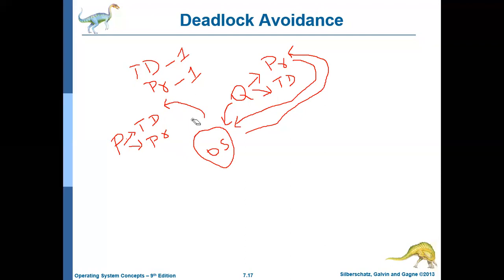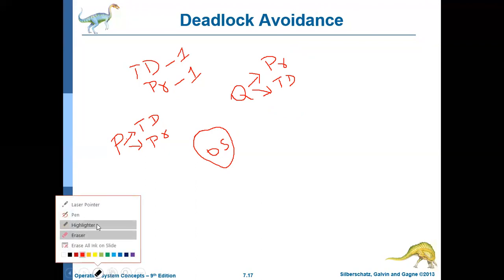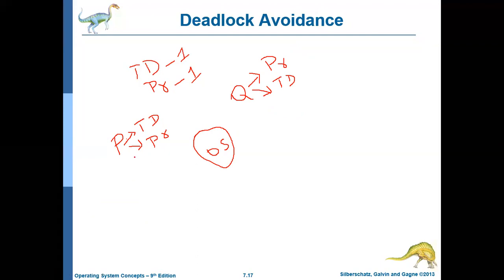To avoid this type of situation, the operating system requires additional information about resource requests. That is, a priori, all the processes should inform the operating system in what order they will be requesting resources and what resources they will be requesting. So in that case, process P will inform the operating system that I will require first the tape drive and then the printer. Similarly, process Q will say that I will need first the printer and then the tape drive.